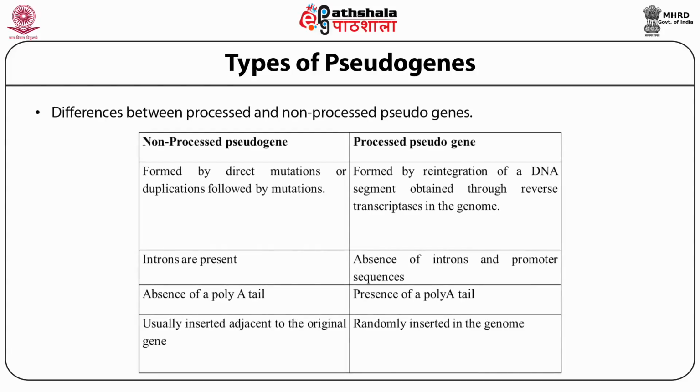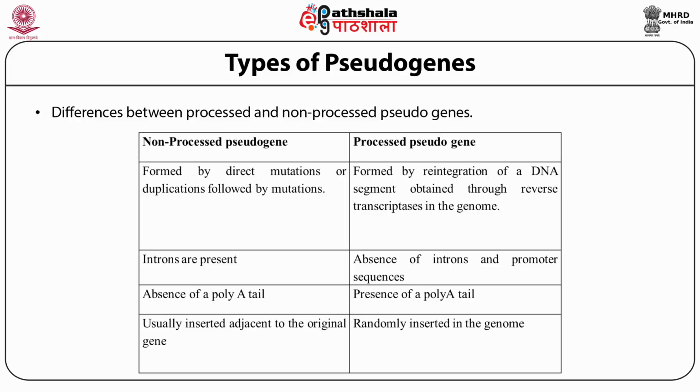Differences between processed and non-processed pseudogenes. Non-processed pseudogenes are formed by direct mutations or duplications followed by mutations. Processed pseudogenes are formed by reintegration of a DNA segment obtained through reverse transcriptase in the genome. In non-processed pseudogenes, introns are present. In processed pseudogenes, there is absence of introns and promoter sequences. Non-processed pseudogenes show absence of a poly A tail. Processed pseudogenes show presence of a poly A tail.